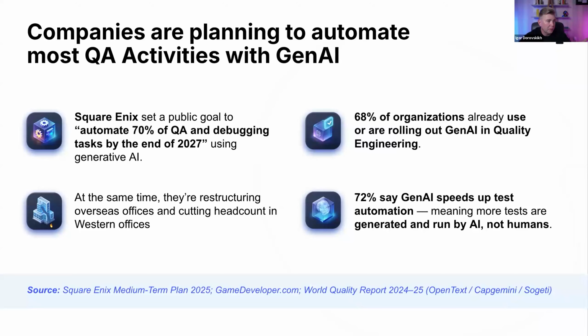A great example, again from a reputable resource: Square Enix set a public goal to automate 70% of QA and debugging activities by the end of 2027. A lot of companies have set goals on their objectives, right? 68% of organizations are already using or rolling out Gen AI for quality engineering.